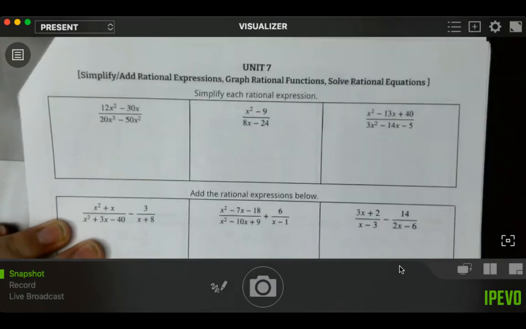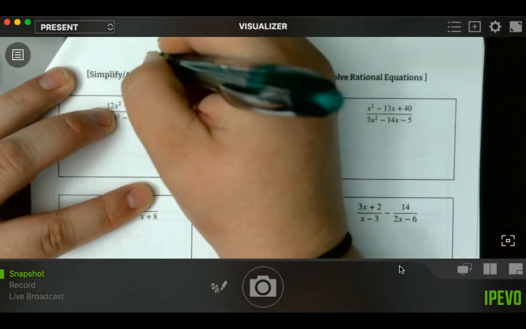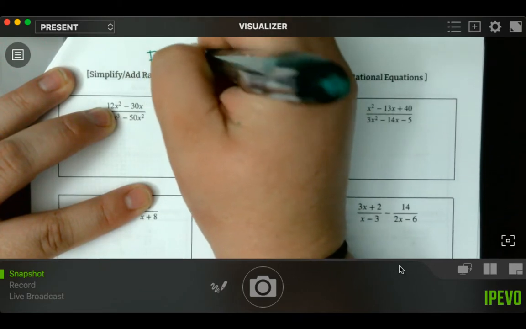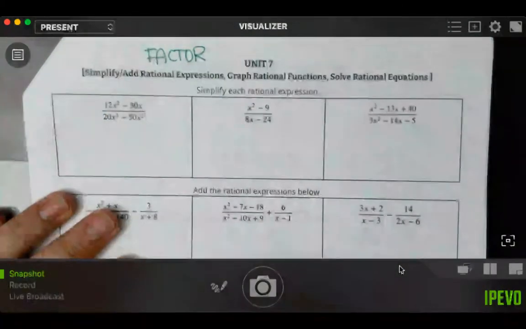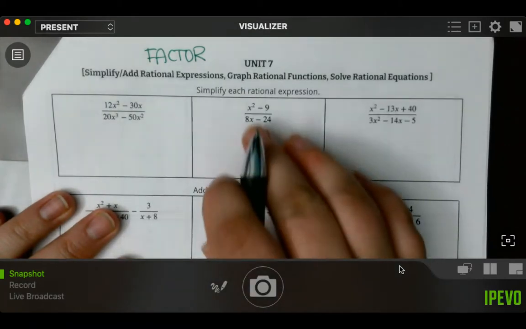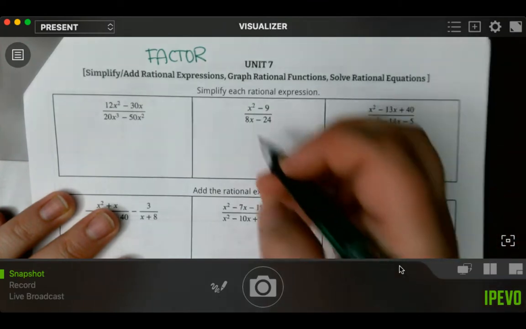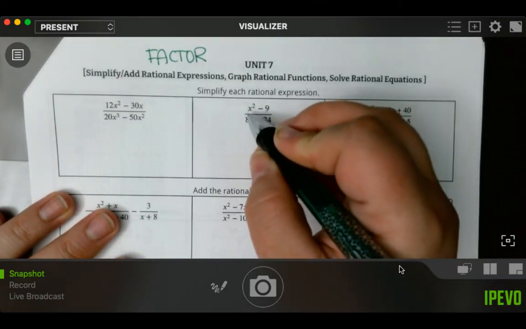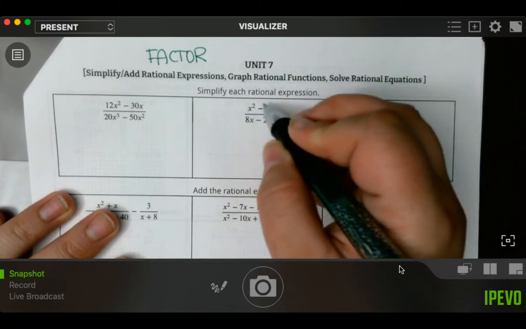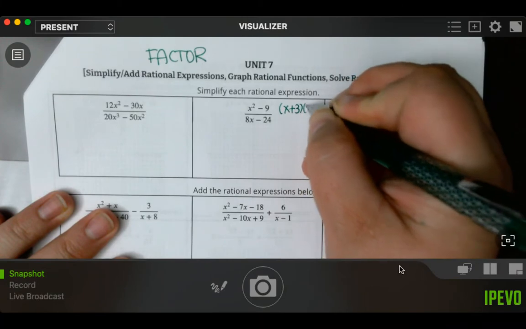Okay, for Unit 7, rational expressions. Factor. Got to factor. Okay, I'm going to start with, let's see, I'll do this one, and I'm going to set up this bottom part of the factoring for you. So if you ever see 2 things alone like this, and one of them is x squared, this is called difference of squares. It's going to turn into x plus 3, x minus 3.